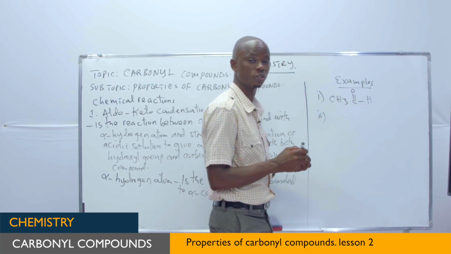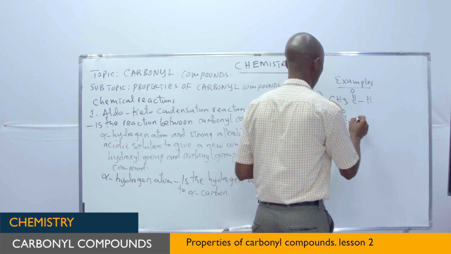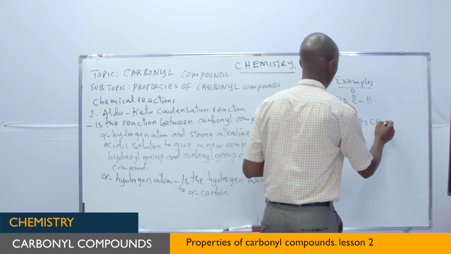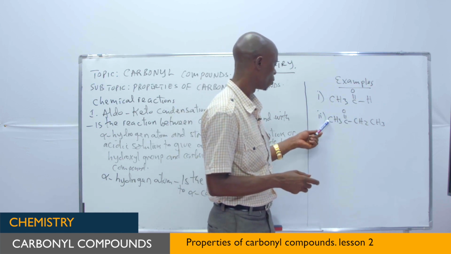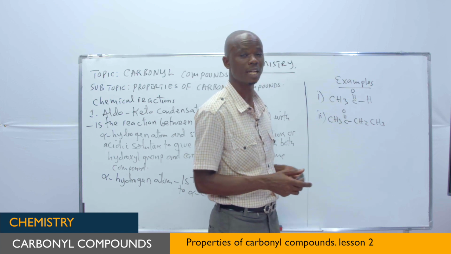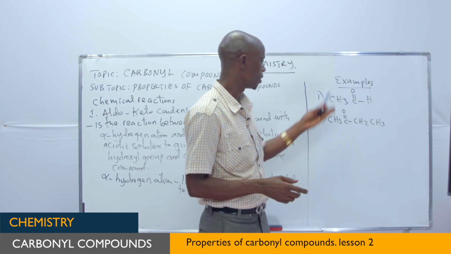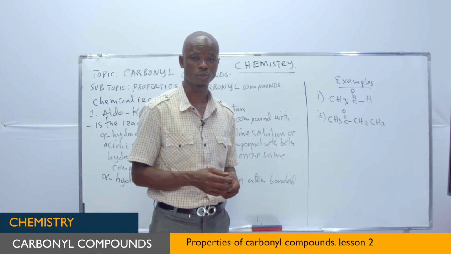Now for the case of ketone, we have this one. So this carbon atom, which is bonded to this one, you can see these are hydrogen atoms. So these are the examples of the compounds with alpha hydrogen atoms.